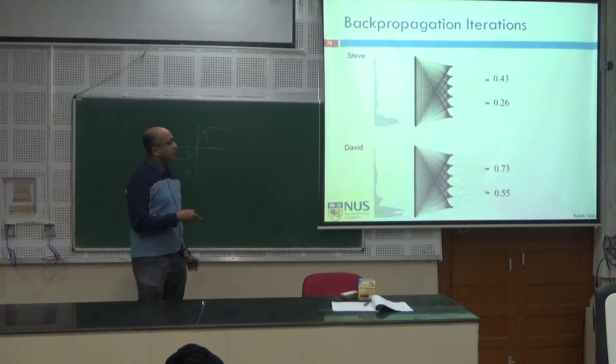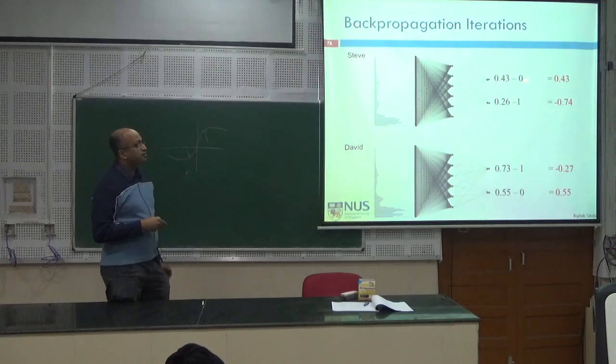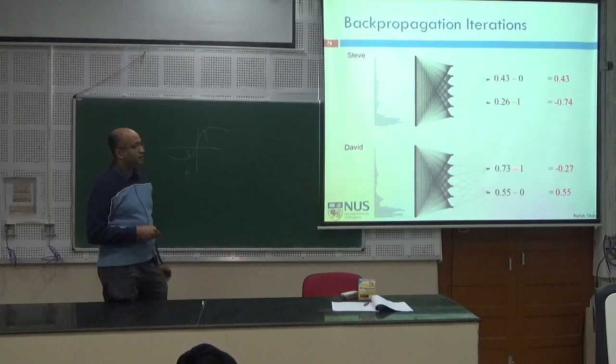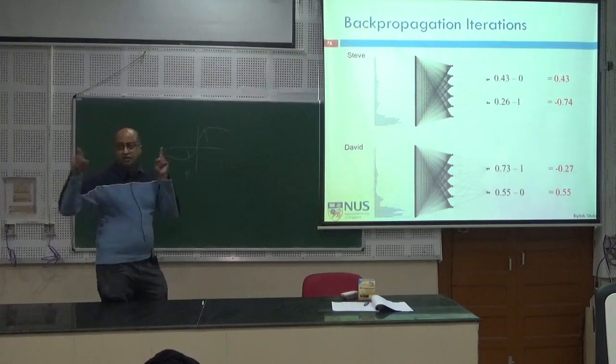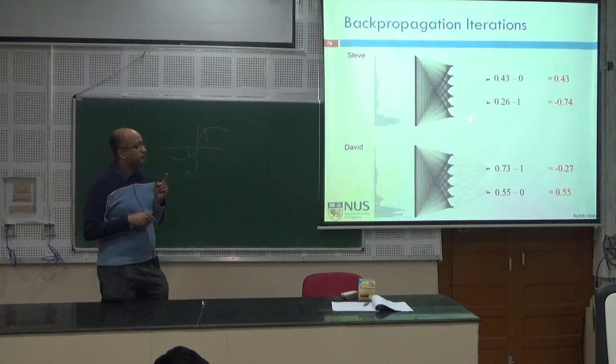So now I see, okay, what is the error? Here I wanted 0. Here I wanted 1. Here I wanted 1, here I wanted 0. So this is my error, t minus o. The t minus o factor is this. And now I'll propagate it back.